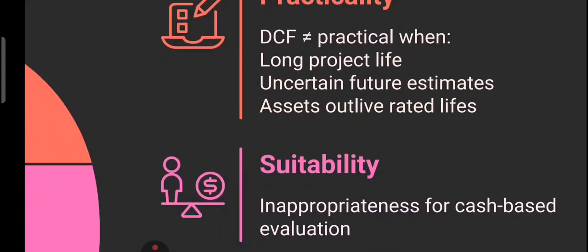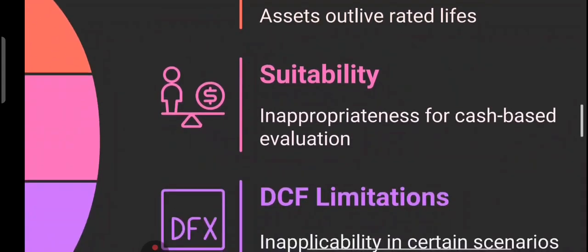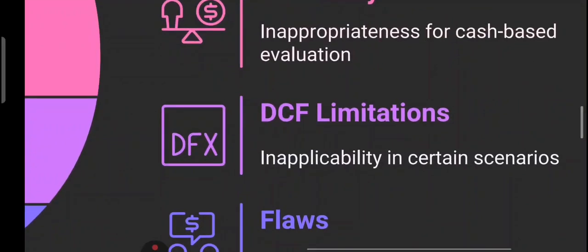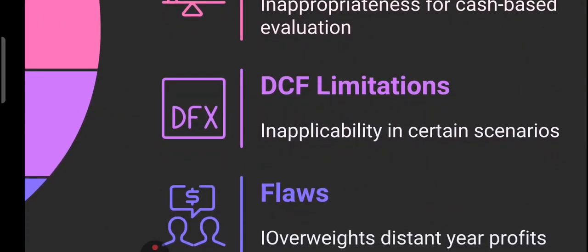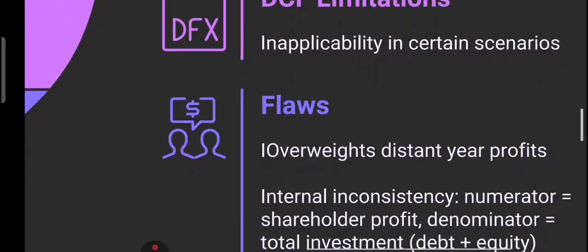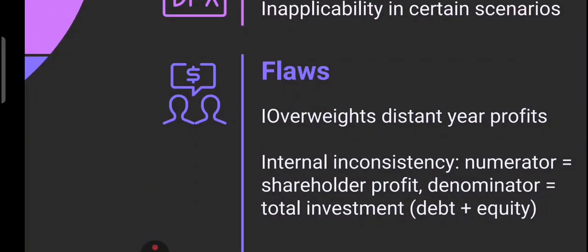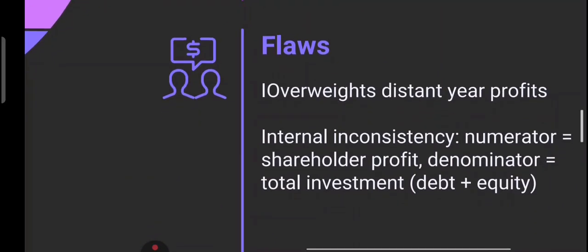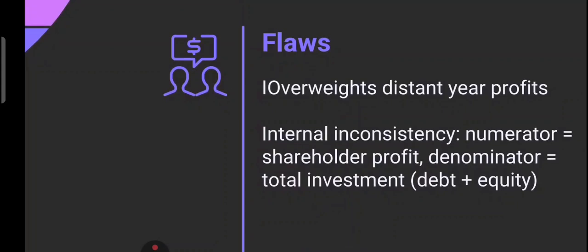If you look at the limitation and flaw, you can see it is not suitable for cash based evaluation, right? And one more thing, it overemphasizes the latter stage profit, and also an internal mismatch is there, comparing shareholder profit with total investment. Obviously that is what we are doing now. On one side we have profit, on the other side we have investment. It can distort the decision, right?